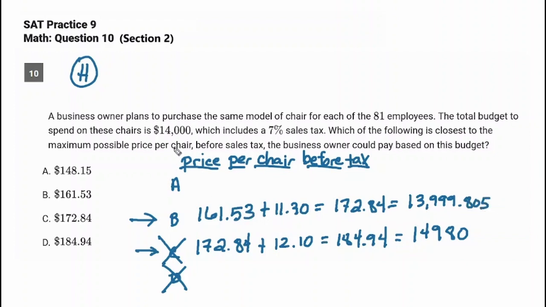Okay, could this be the answer? Yeah, it could be the answer because it's under 14,000. Is it really close to 14,000? It's really close. You think it's the maximum possible price? The maximum number of chairs? It's got to be because it's so close to 14,000. So that's the answer. When you plug in the answer choices, you can be absolutely sure you're right. It's faster than algebra, it's easier than algebra, and you can move on.